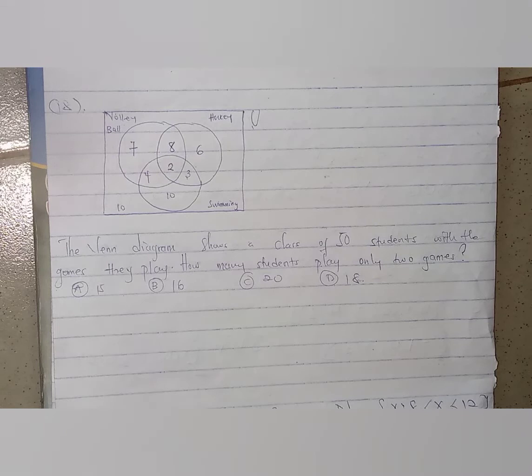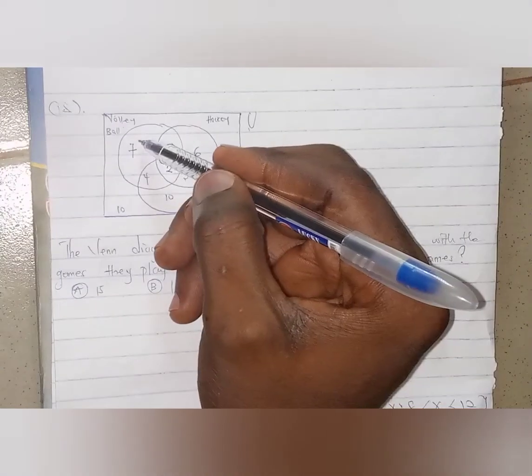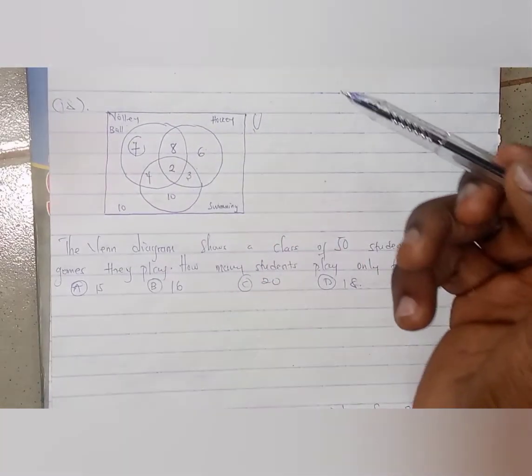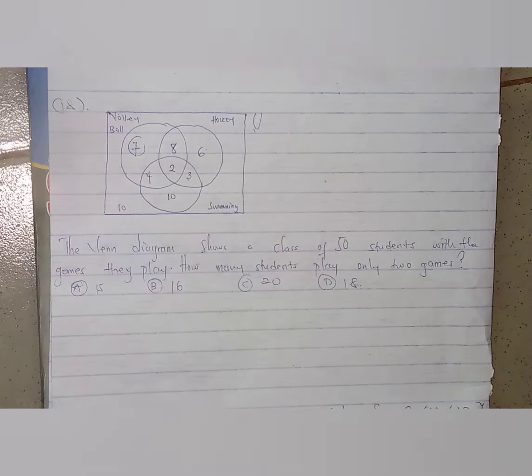Now we are touching a Venn diagram. The Venn diagram shows a class of 50 students with the games they play. How many students play only 2 games? Very, very simple. To compute the number of students that played 1 game, we sum these values: 7, 6, and 10. That's for only one game.